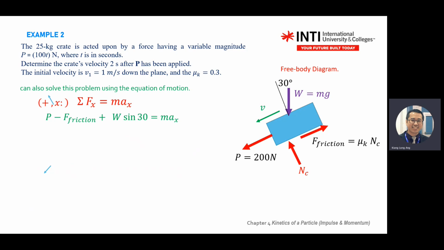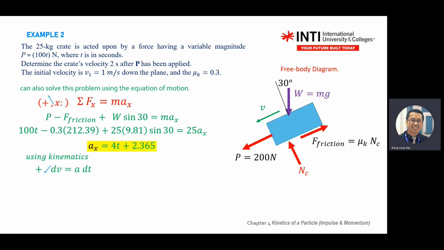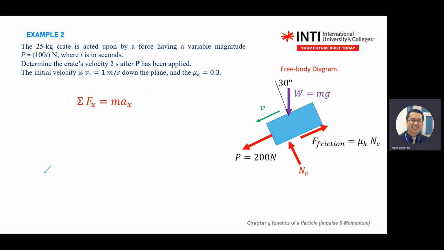So you can solve using F equal to MA also. You put inside there, get your A, then you use the definition of acceleration, A equal to dV over dt. You want to find velocity, you integrate dV equal to A dt. This one you substitute back here, you do integration, you get velocity. And this is under equation of motion. You can solve using the previous one, which we did.